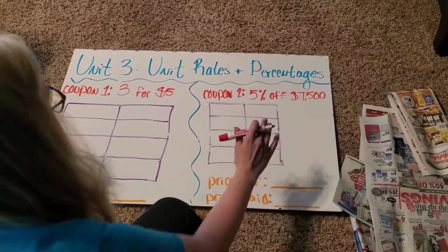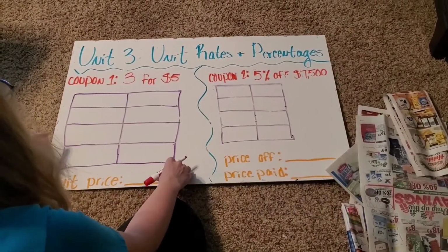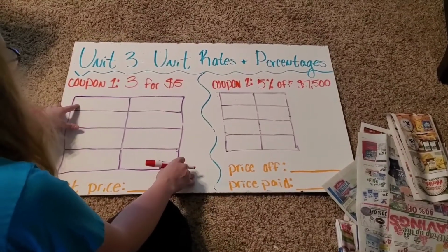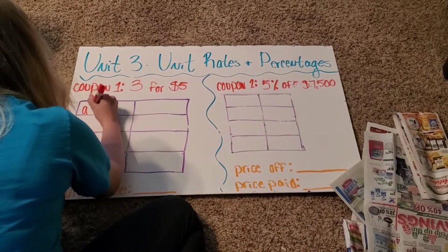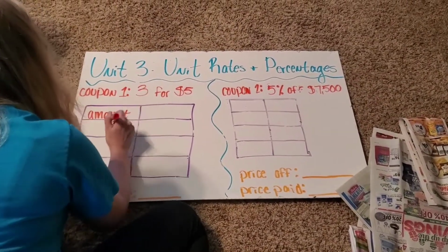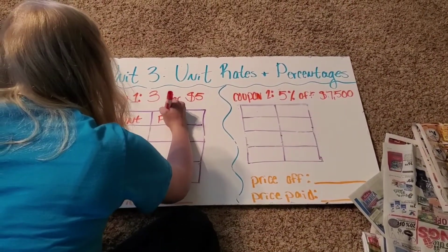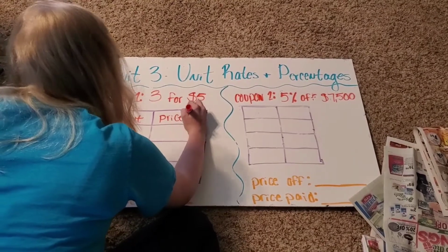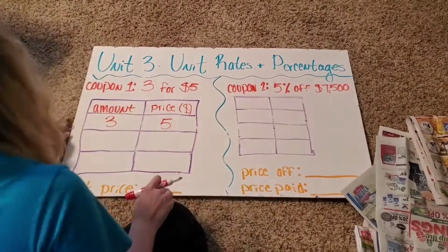All right, so I have my 2 coupons and then I have 2 tables set up. So we're going to start with coupon 1. I'm going to start by labeling my table. I'm going to have the amount I'm getting, so the quantity, so I'm getting 3. And then I'm going to have price on the other side. And that's in money. And that's 5.